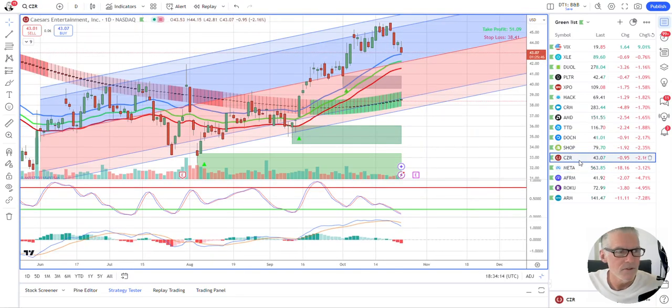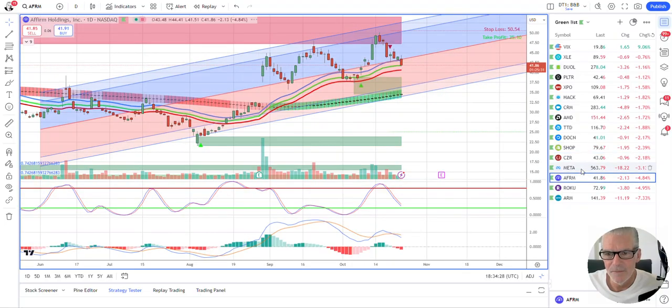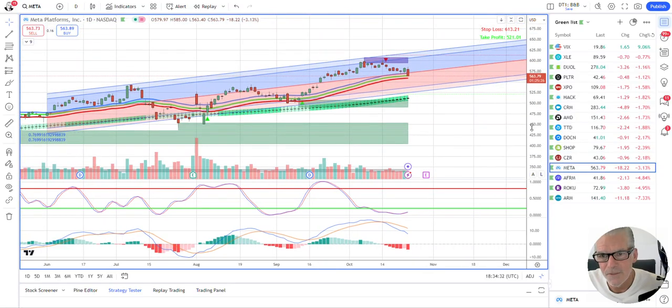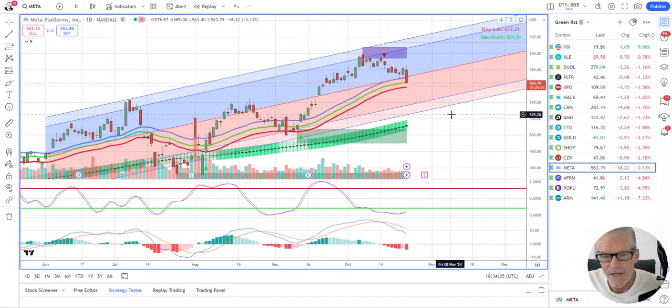The cruise ship, the casino play, a little bit of a 4-bar pullback into the top of the bands. Oversold stochastics. Here's your pinch. Not bad. Green market bias. Meta, Facebook, same thing. It is pulling back. And we are right now in the middle of the bands. Not a bad place to be, but we need the chart to prove to us that it's being bought. Right now, it's only being sold.